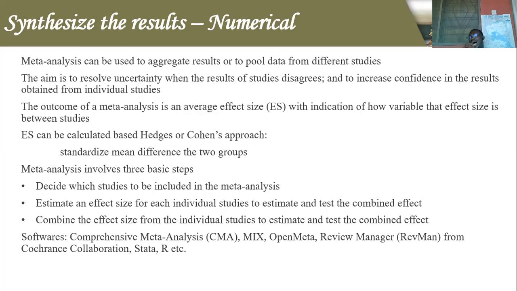And it also looks at the average effect size. As I said, the individual outcome is now boosted and the confidence is now increased by your findings. So the meta-analysis involves 3 basic steps. To decide which studies to be included in the meta-analysis is very key, so it also passes through the quality stage and other things. Then estimate an effect size for each individual study and test the combined effect.